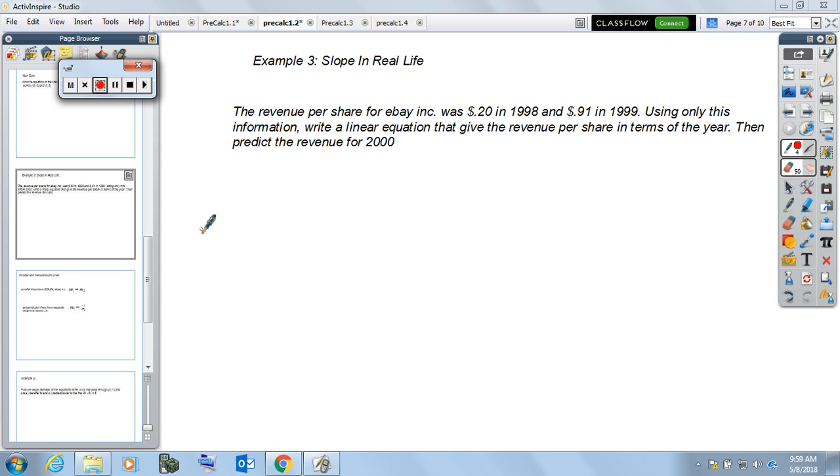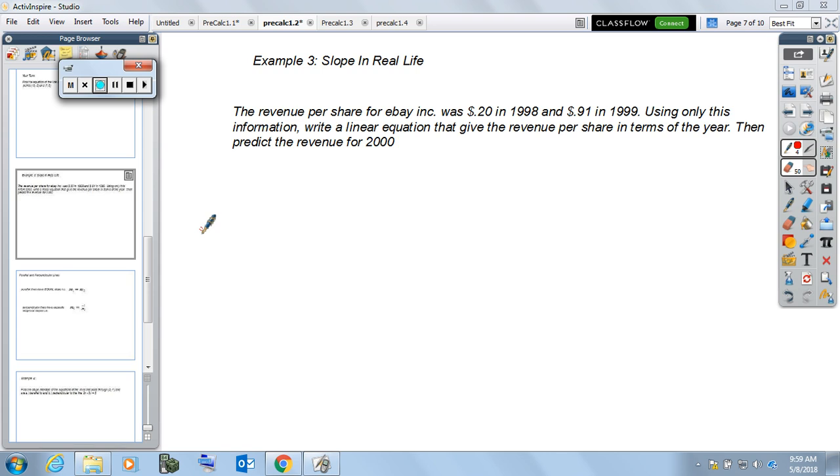Alright guys, so in this video we're going to continue to look into slope, and specifically looking at slope with a little bit more of a real life example or circumstance that we are dealing with. So let's take a look at this example here. Again, the goal is to dive into slope and how it relates to some real life application here.